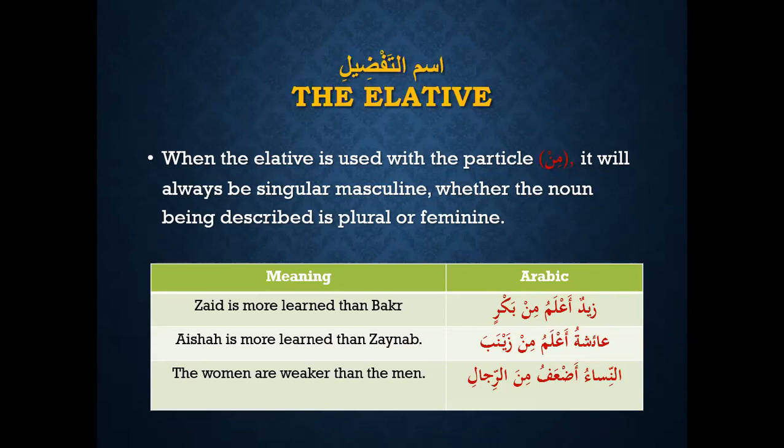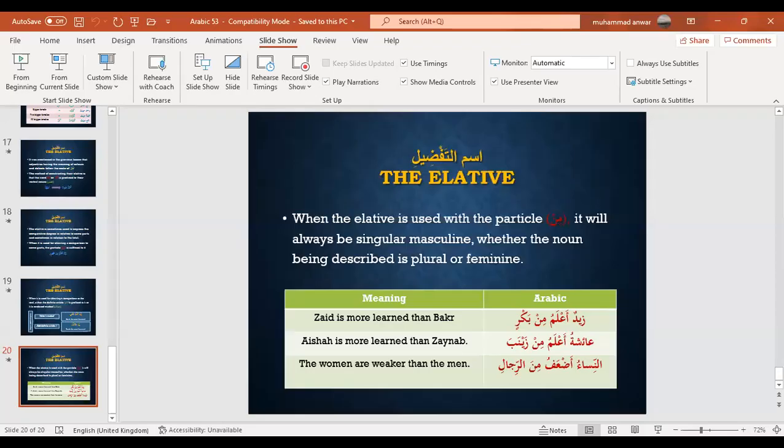Aishatu a'lamu min Zainab. An-nisa'u ad'afu min ar-rijal. So you use the same form, singular af'alu, even for tathniya, even for jama, even for masculine and feminine. Okay, so that is what elative is. So hopefully it should be good and clear now. Let's have a look at the qasas.